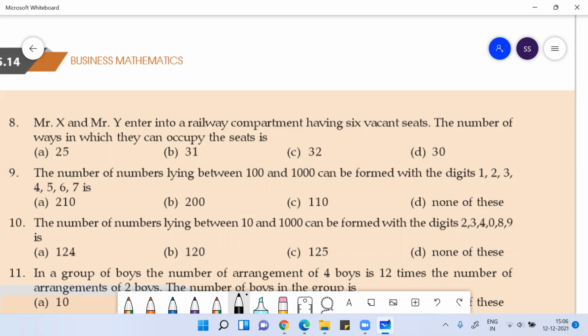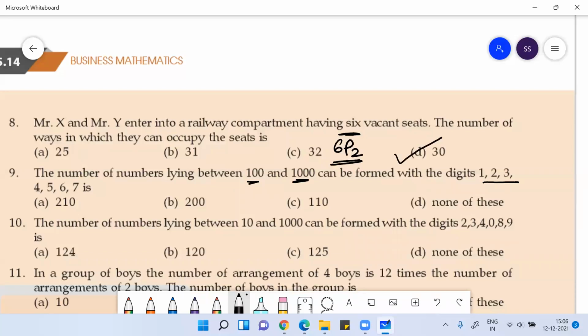Mr. X and Mr. Y enter a railway compartment having 6 vacant seats. The number of ways in which they can occupy the seats is 6P2. So there are 6 seats. The first person can sit in 6 ways. Then the second person will sit in 5 ways. 6 into 5, 30.